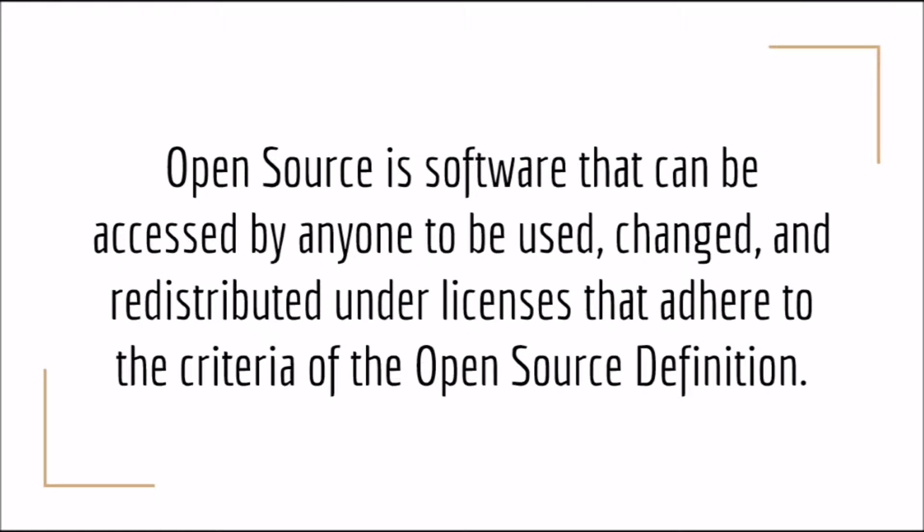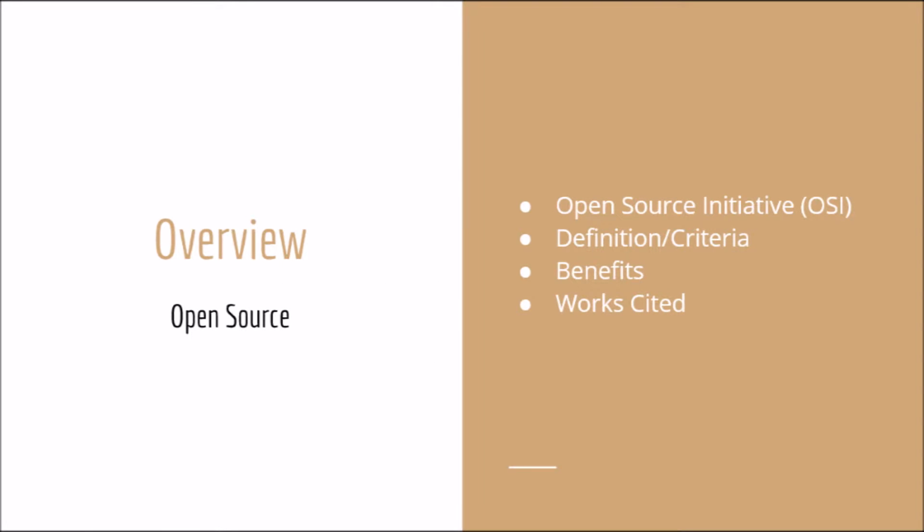Open source is software that can be accessed by anyone to be used, changed, and redistributed under licenses that adhere to certain criteria of the open source definition. An overview of what we're going to talk about today is the Open Source Initiative, or OSI, the definition and criteria of the licenses set in place by OSI, the benefits of open source, and a works cited.